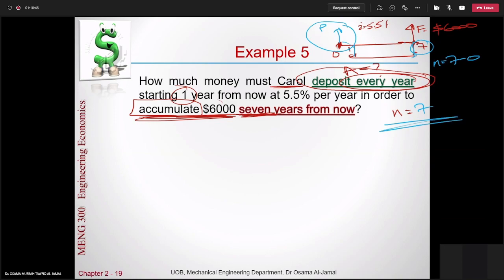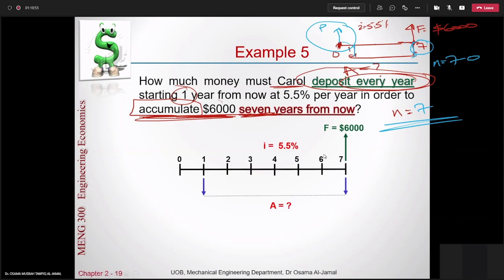Then the first thing is to find or to plot the cash flow diagram. The plotting of it. Standard notation. What will be the standard notation in here?